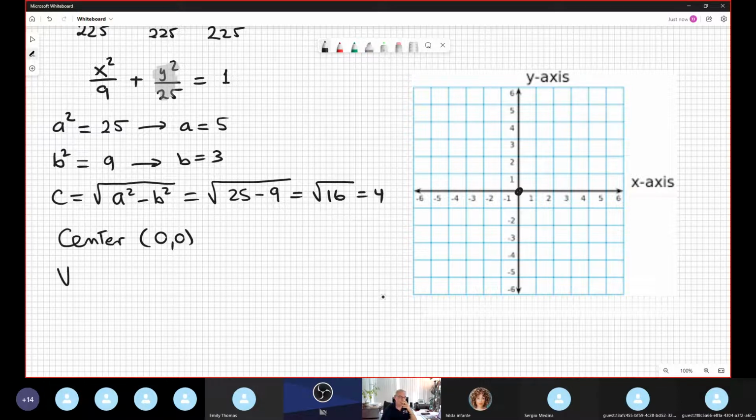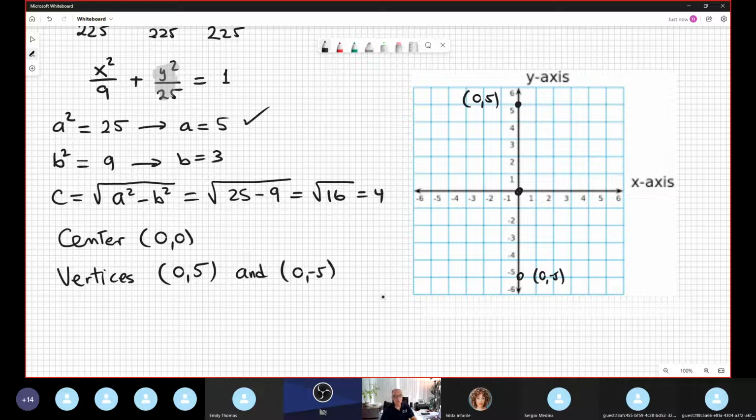And the vertex is located obviously, it's vertical, but it's a vertex on the y-axis. At what distance? 5. Here. 1, 2, 3, 4, and 5. That point is the point 0,5. And that point is 0, negative 5. The vertices are 0,5 and 0, negative 5. Cool.